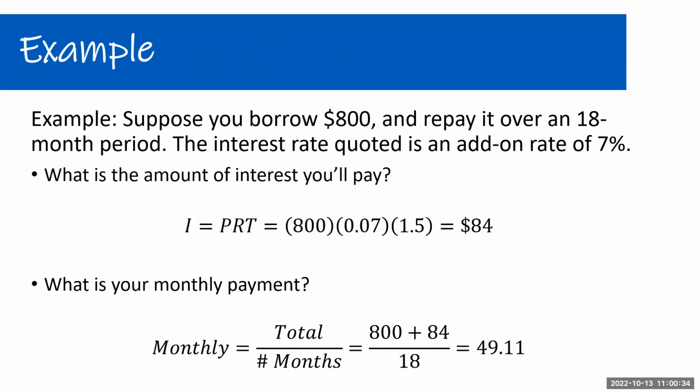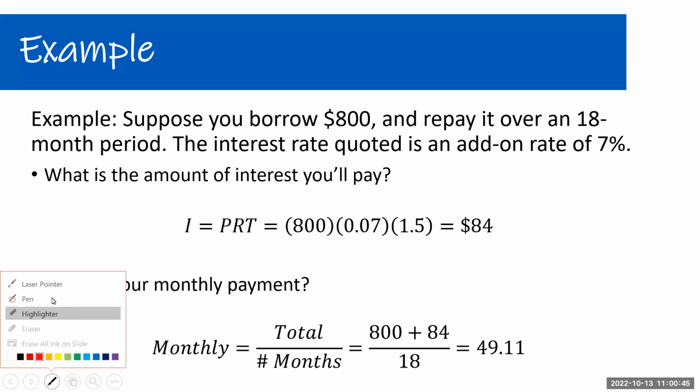So let's look at some examples here. Let's say that you borrow $800 and you repay it over an 18-month period. The interest rate is quoted as an add-on rate of 7%.